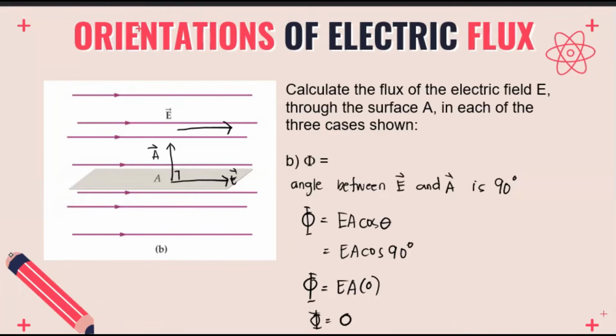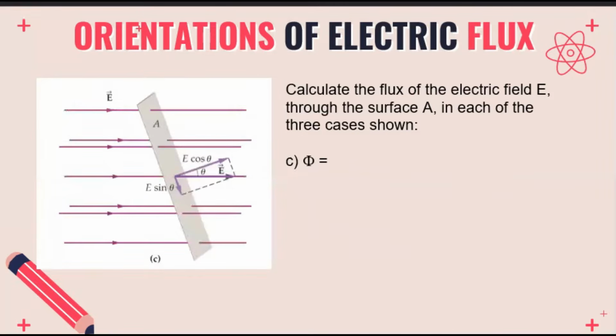So if we have this kind of diagram where our surface is parallel with our field, there is no field passing through a specific surface, so the amount of electric flux on that surface would be equal to 0. Kasi what is our definition of electric flux? It is the flow of electric field that penetrates a surface.